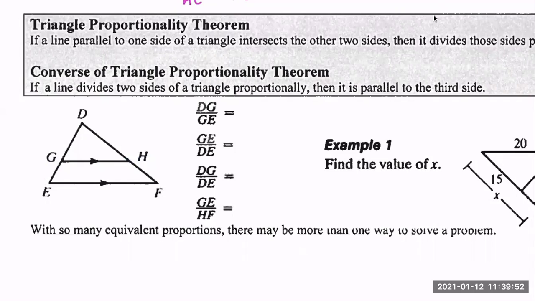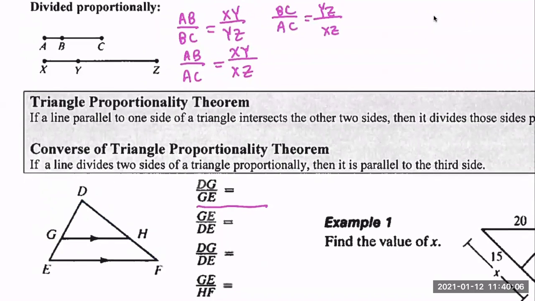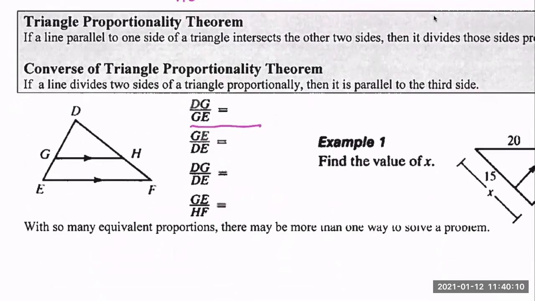So you can say DG to GE. Why don't I have you guys, without even saying it, type into the chat, what do you think DG to GE is equal to, if this parallel line divides these two segments proportionally? I'm going to view these two segments like I did up here. So DG to GE is equal to, on the opposite side, what do you guys think? Yeah, super easy. It divides it proportionally, so DH to HF. Very nice. DH to HF.